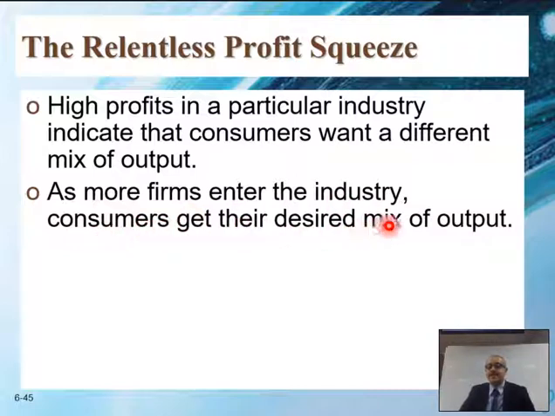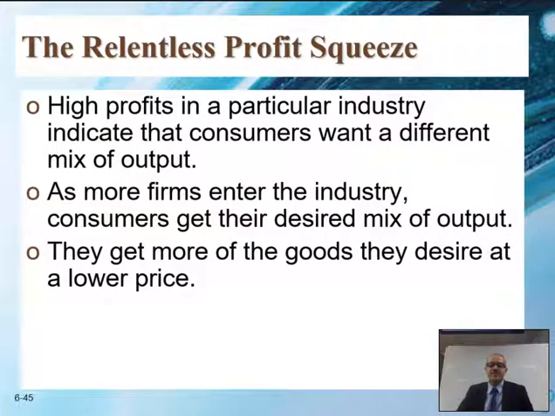Consumers get their desired mix of outputs. Remember, if your income is 50,000 riyal and you take half of it and you spend it on qat, then it is very obvious that we need to have many sellers and producers of qat in order to compensate for this, what we call the desired mix of outputs, what people want to consume. And there, they get more of the goods that the people desire at lower prices.